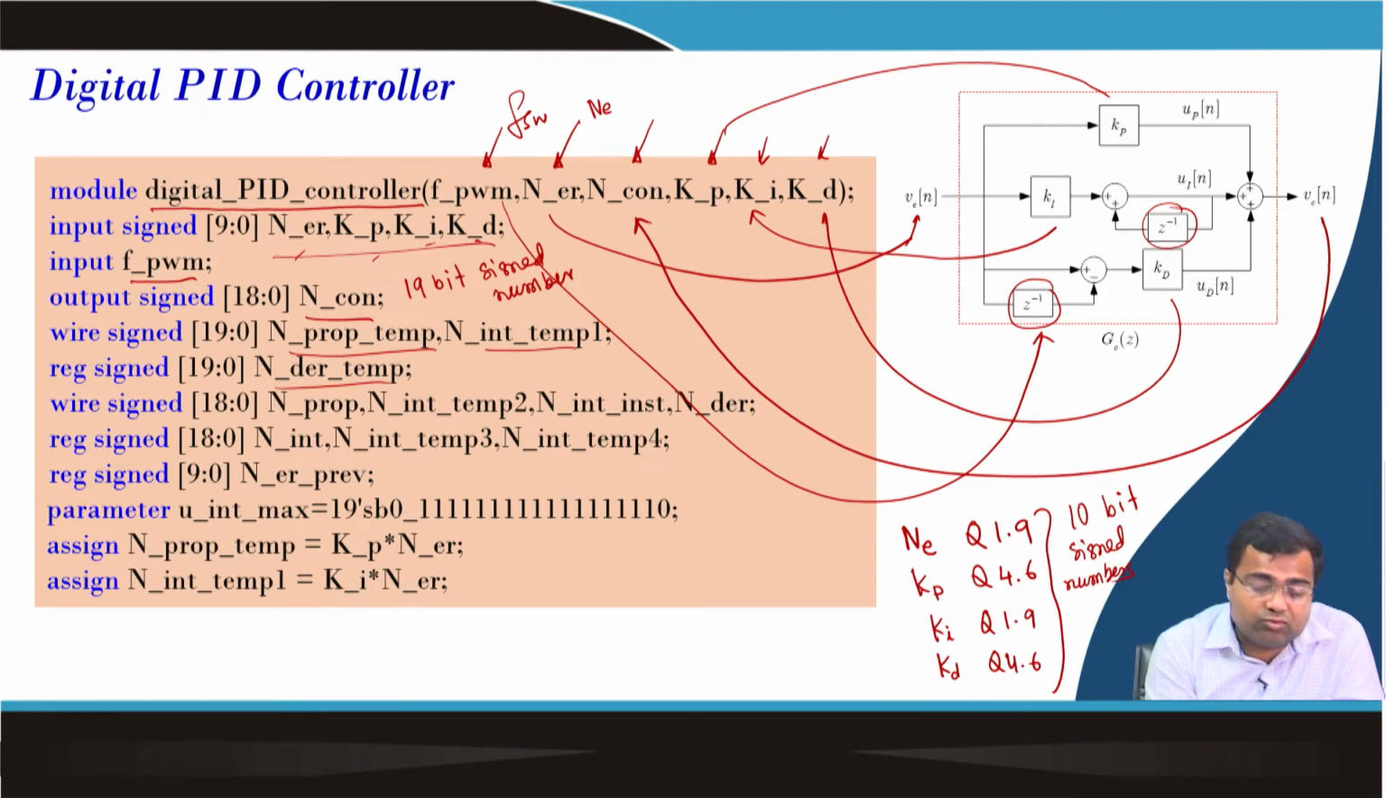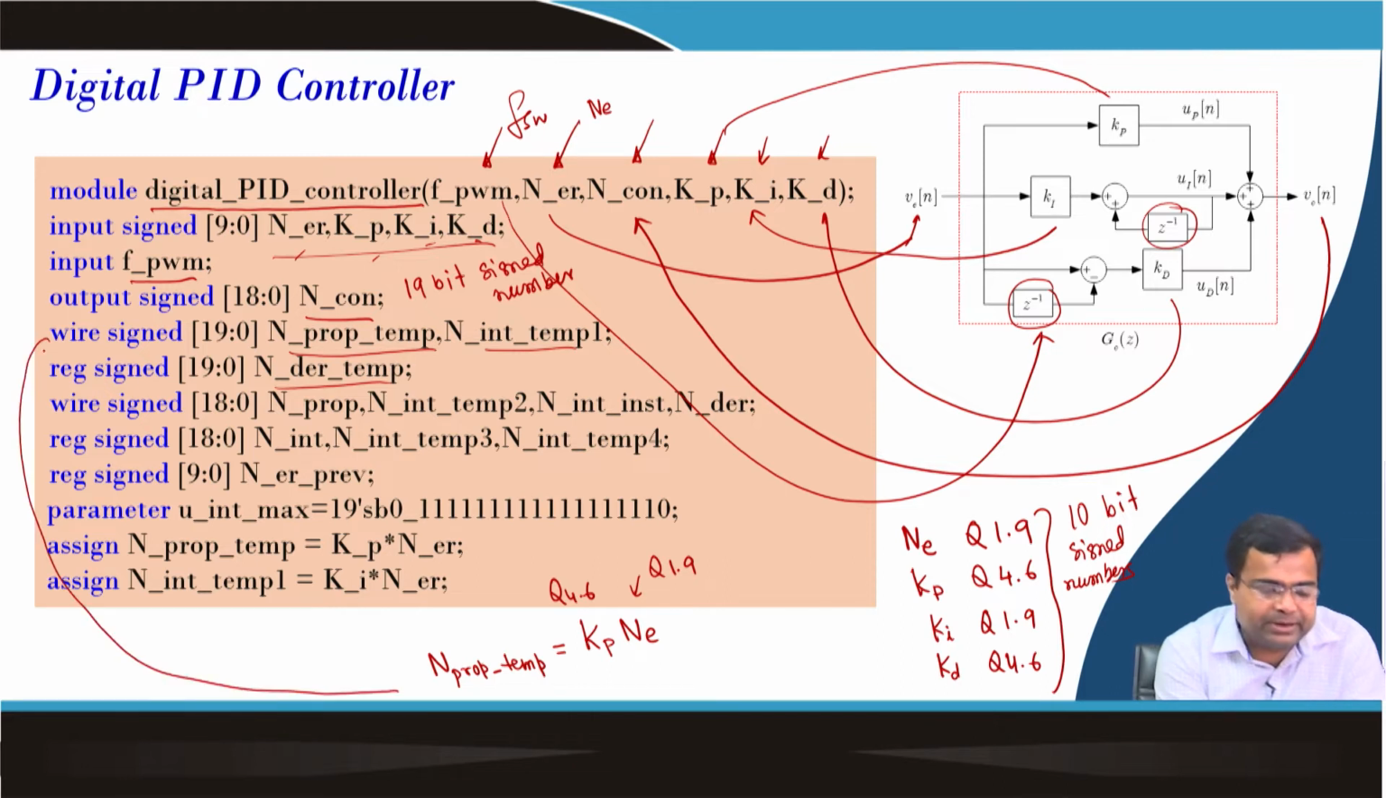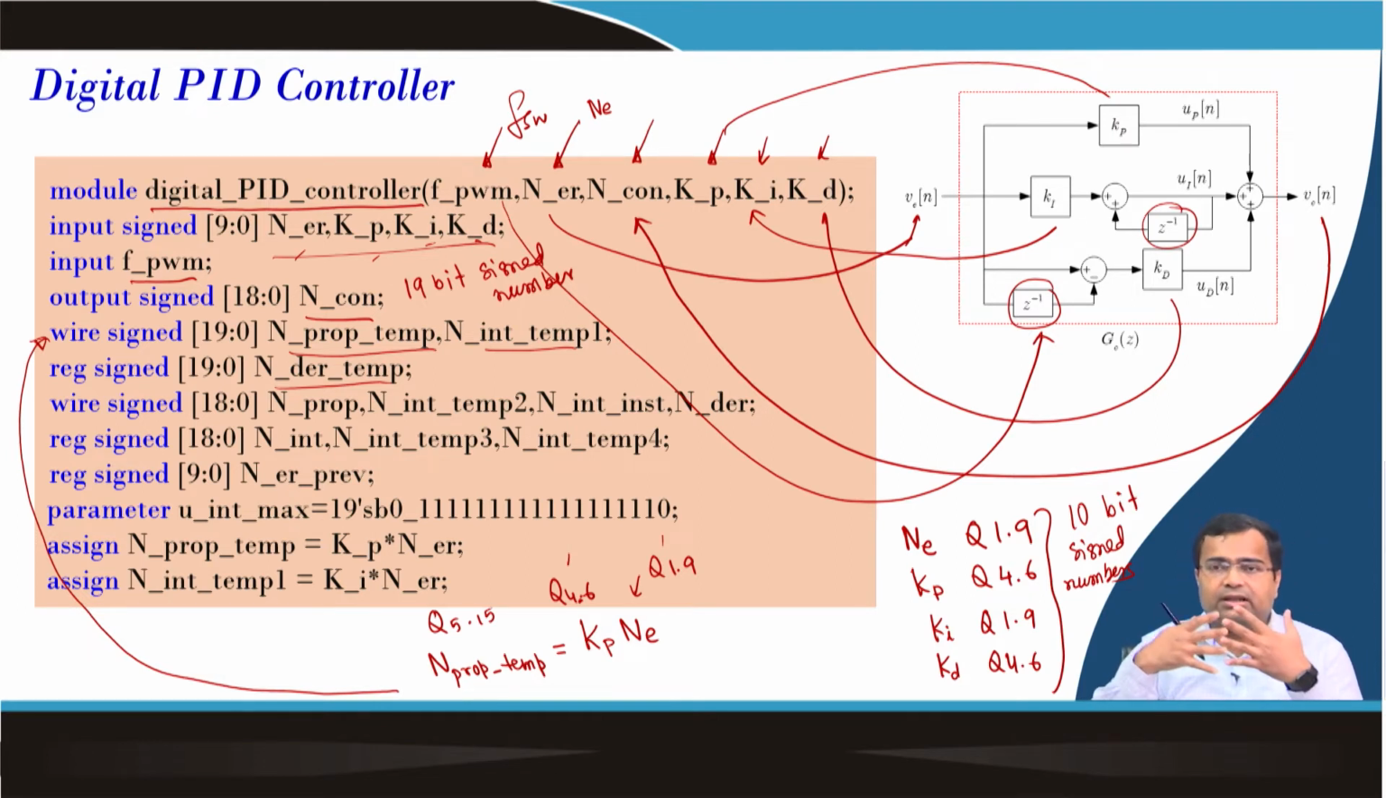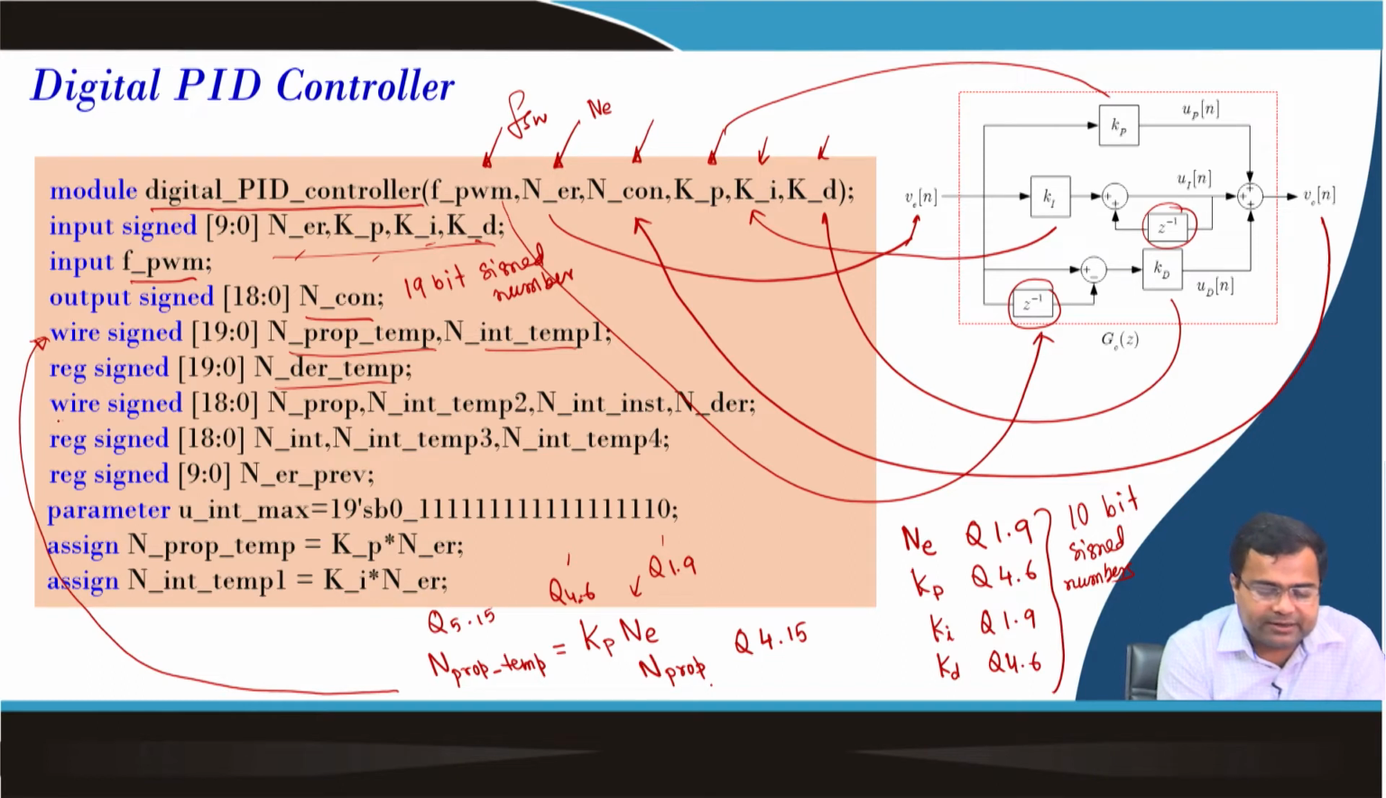Okay. So, we can check and see, whenever we multiply, let us say we multiply Kp into NER, Kp is Q4.6, then this is Q1.9, and we call this N proportional temporary, and that is why you can see their bit size is 19, because their size will be Q5.15. But what is the problem? Each of these is a signed number, and if you multiply two signed numbers, then in the result there will be 2 sign bits, which means 1 you can discard. So, this will be normalized to N proportional, which will be in the Q4.15 format. So, it is a 19 bit number.